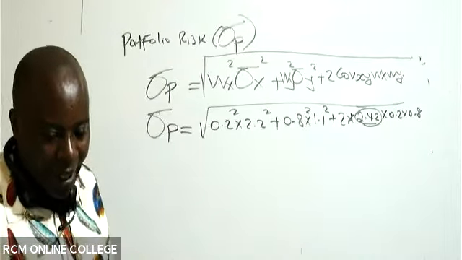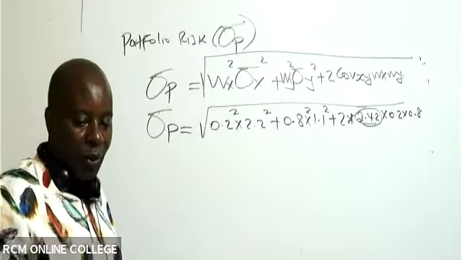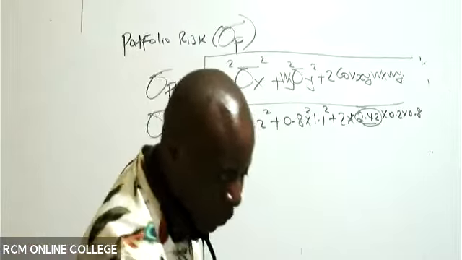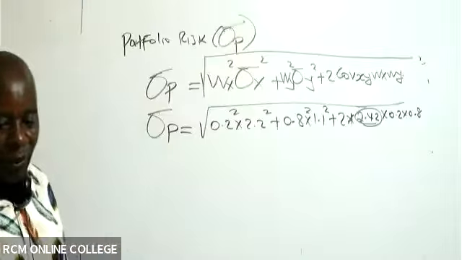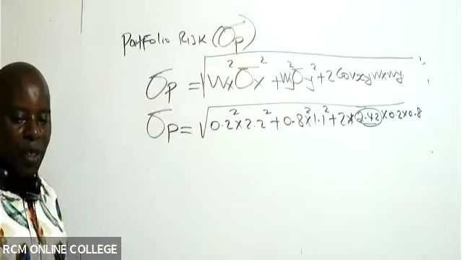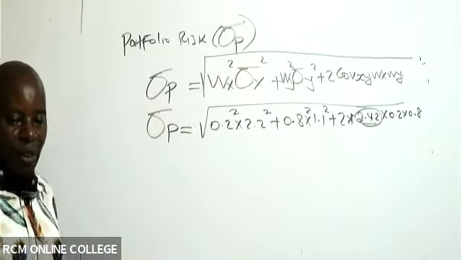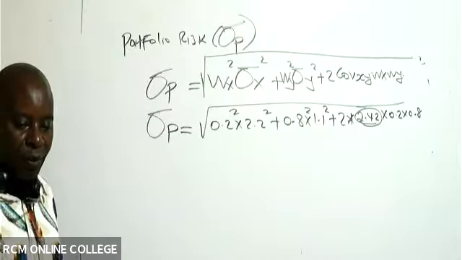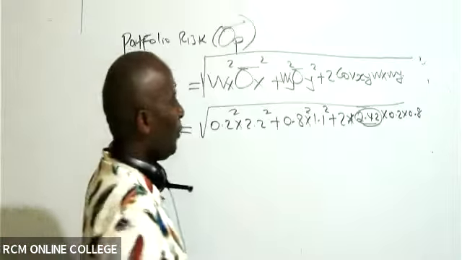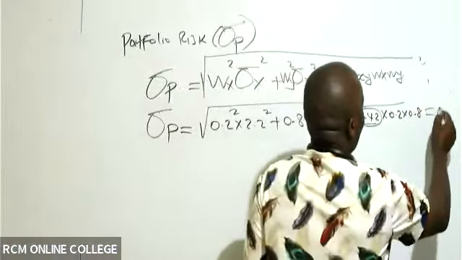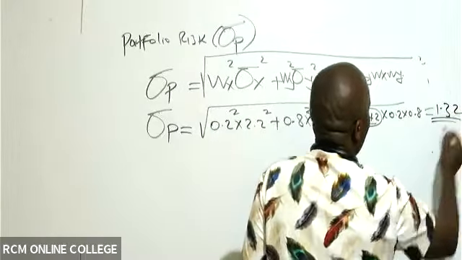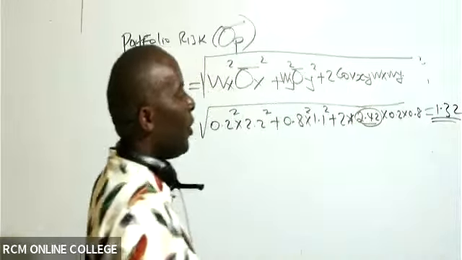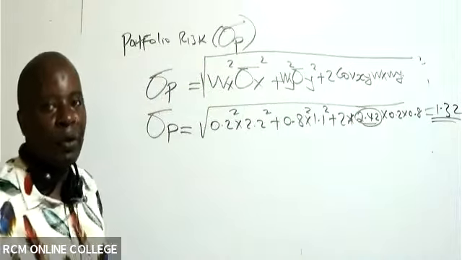Is there somebody who is able to get 1.32? I've gotten 1.32. Rose has gotten 1.32. Carol has gotten 1.32. Thank you so much. So that is how we get, in this case, the standard deviation of a portfolio.